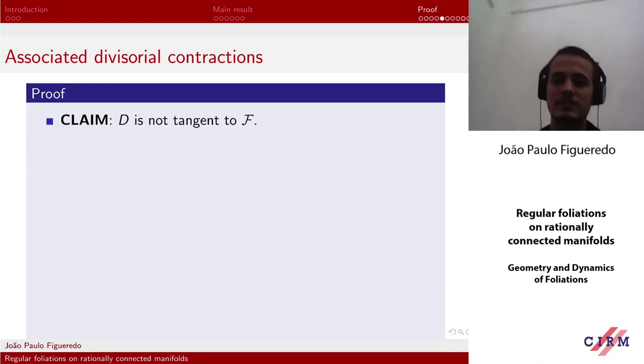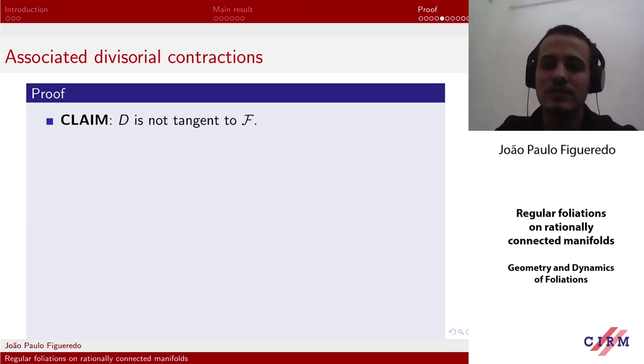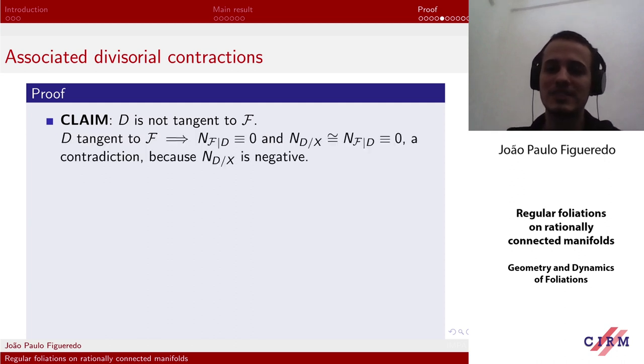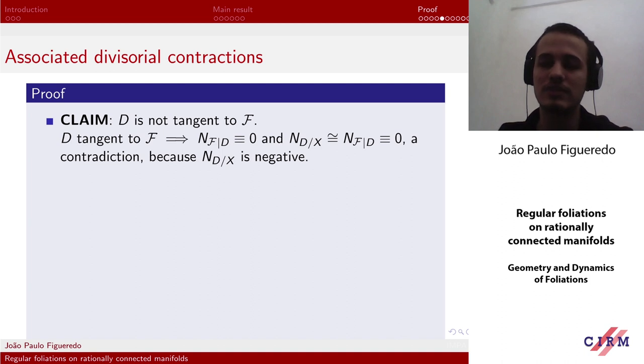So how do you prove this? The first thing I show is that the divisor which is contracted is not tangent to the foliation. How do we show this? Let's suppose it's tangent. Then by Bott's connection, the normal bundle restricted to this divisor is zero. And since it's tangent, the normal bundle of this divisor is also the normal bundle of the foliation restricted to this divisor, and this will be numerically zero. But we saw that in Mori's classification, the normal bundle of the divisor is always negative. So this is a contradiction.